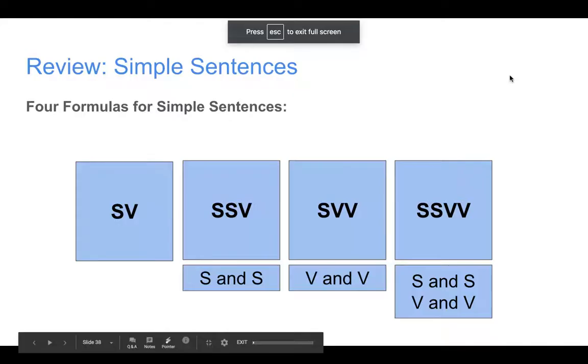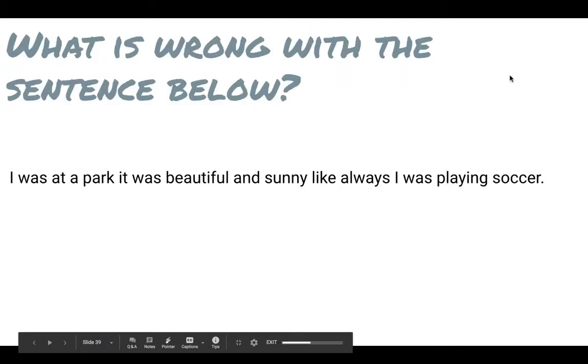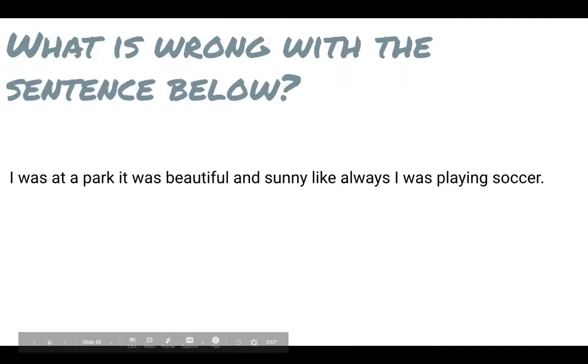So let's look at a first example. This is a sentence that is really similar to a lot of the sentences I see in my 10th graders when they write. So it's a great example sentence. I want you to use your knowledge of subjects and verbs to identify what is wrong with the sentence below. So I'm going to read the sentence. I was at a park. It was beautiful and sunny like always. I was playing soccer. It's a mouthful.